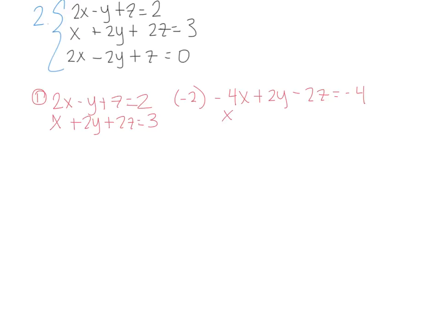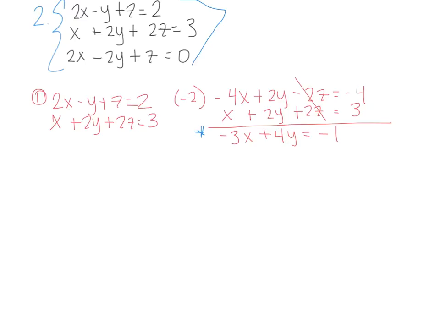I'm going to rewrite the second equation, x plus 2y plus 2z equals 3. Draw a line. My z's eliminate, giving me negative 3x plus 4y equals negative 1. We're going to put a star by that because we're coming back to get that equation. Then if you notice that the first equation and the third equation both have z's, so I'm going to use both of those, but I'm going to multiply that top equation by a negative 1.